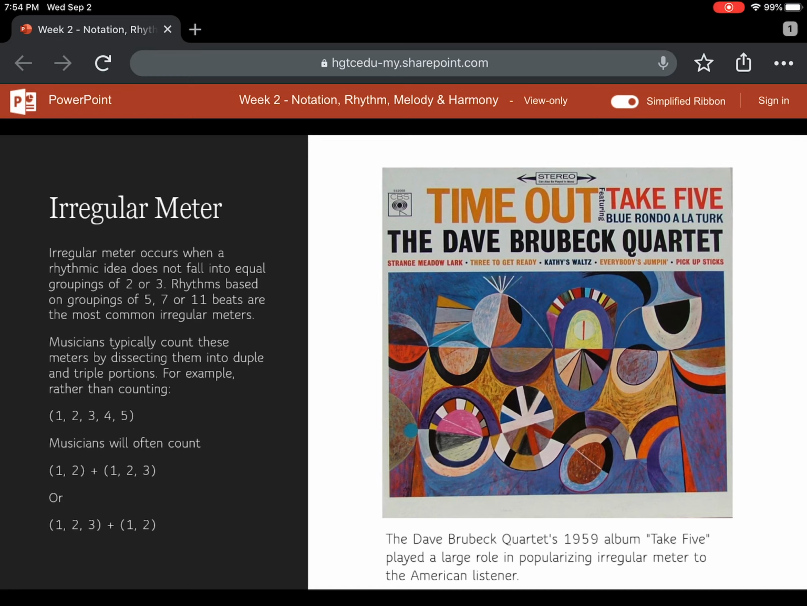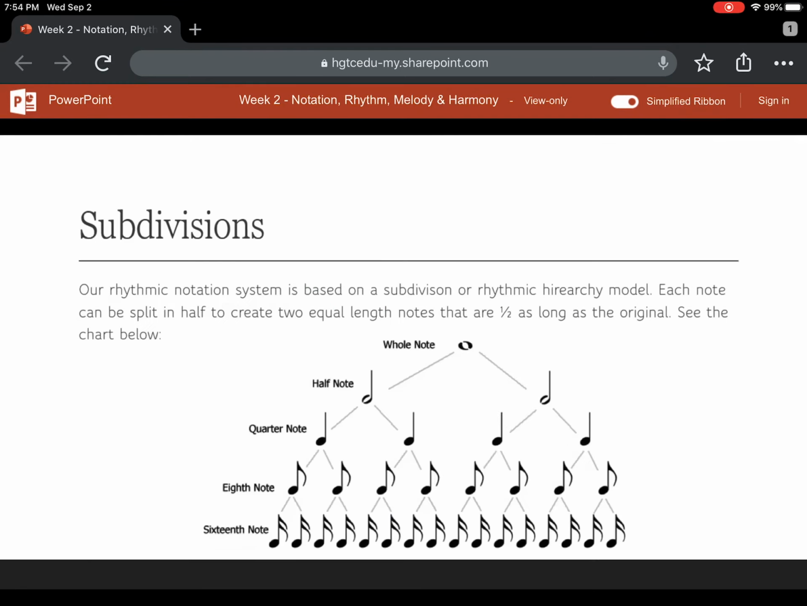I would probably count that most of the time as 1, 2, 3, 4, 1, 2, 3, which is how most musicians would count that. It most of the time makes it easier to feel the musical line. There are musical lines that are longer and might be more helpful to count as 5 or as 7, but most of the time it's easier to break them down into smaller parts.